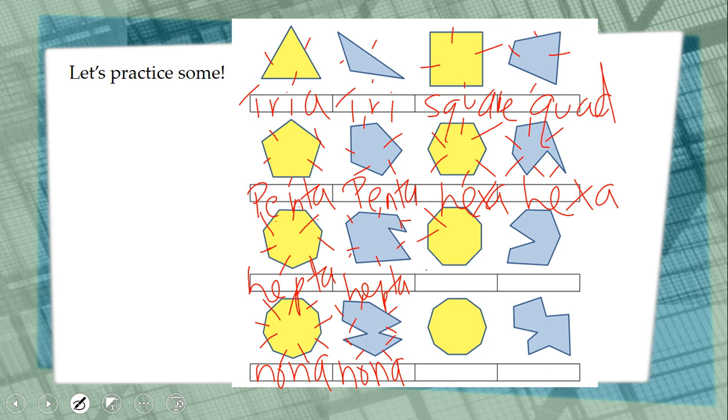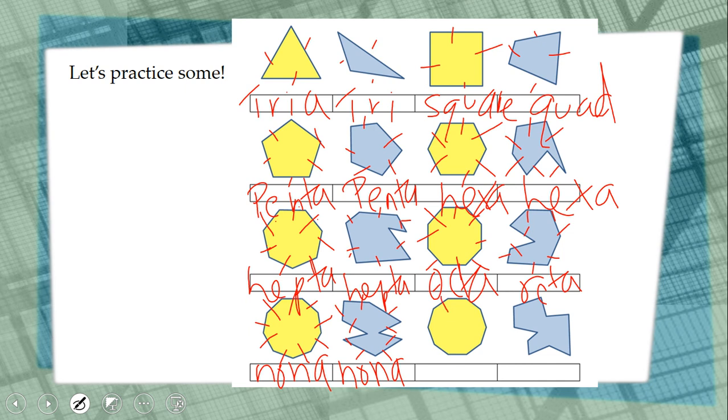So let's see, this one's 1, 2, 3, 4, 5, 6, 7, 8. So it's an octagon. And this one, 1, 2, 3, 4, 5, 6, 7, 8. Also an octagon, okay? So remember, it doesn't have to look like an octagon or the shape that we know to be called an octagon. It's still a polygon. It's just a weird shape, okay? But we're only looking at the sides. So the really most important thing for you to do is count the sides.